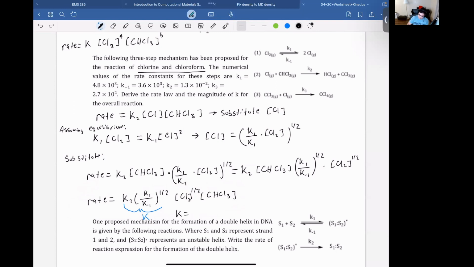Pretty simple. K2, they tell us, is 1.3 times 10 to the negative 2. K1 is 4.8 times 10 to the third. K negative 1 is 3.6 times 10 to the third. That's the 1/2. You plug this in and you get 0.015. And that is it for this problem. So again, when you find the overall rate law, any of those k's you clump together, that is the overall rate constant.